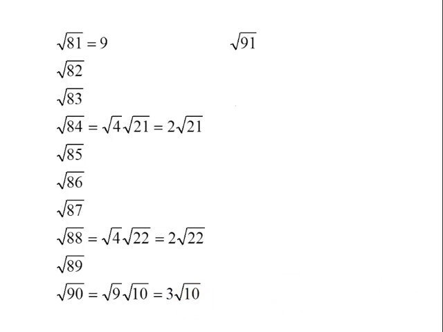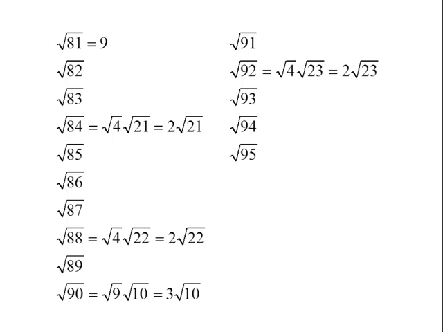91, that's 7 times 13, no perfect square factors. 92, 4 will go into 92 23 times, so the square root of 92 simplifies to 2 radical 23. 93 is 3 times 31. No perfect square factors. 94 is 2 times 47. No perfect square factors. 95 is 5 times 19.